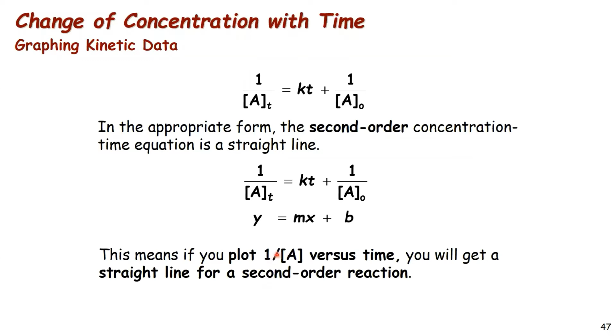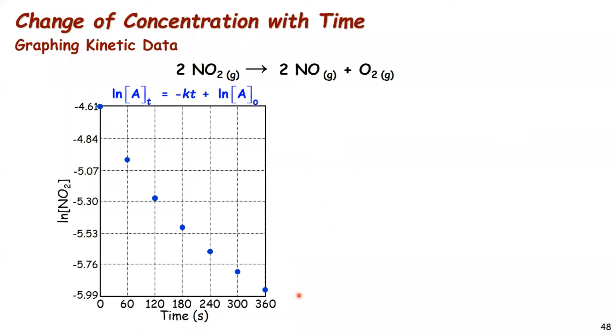Okay, so we're just going to plot 1 over the concentration at time t versus time itself. Again, if we did that for this reaction, here we have nitrogen dioxide forming nitric oxide and oxygen. Notice this time I plotted it as the ln, as if this were a first order reaction. But when I do that, a straight line does not fit the data, it's curved. So that tells me that this reaction is not first order.